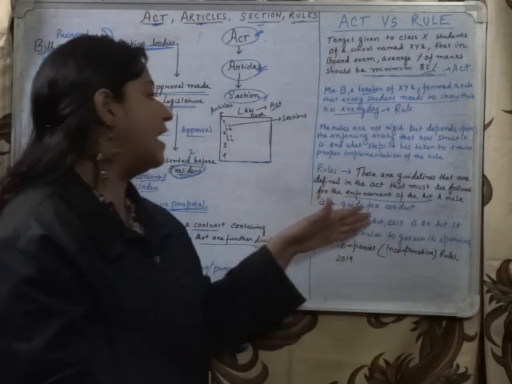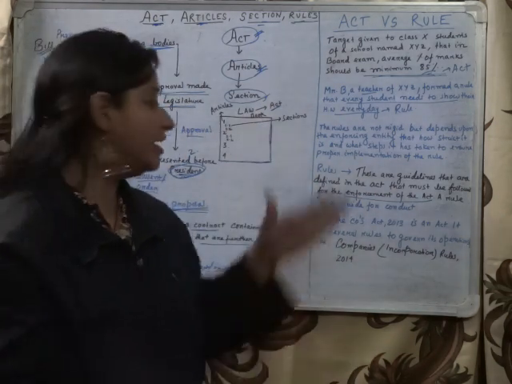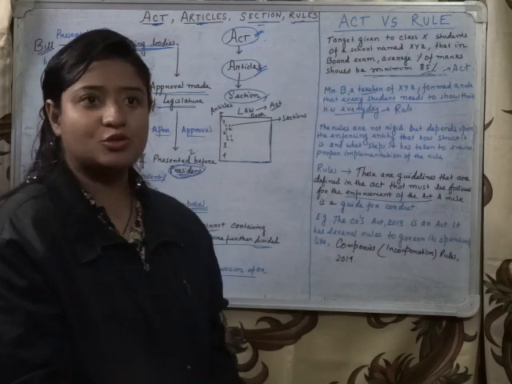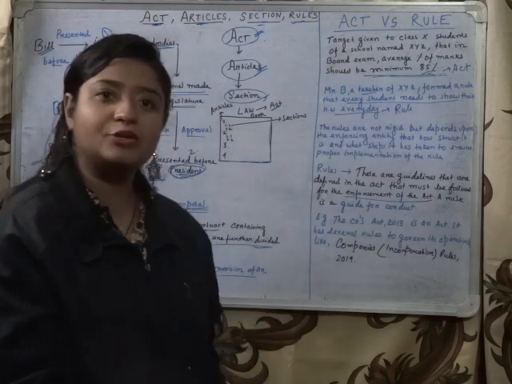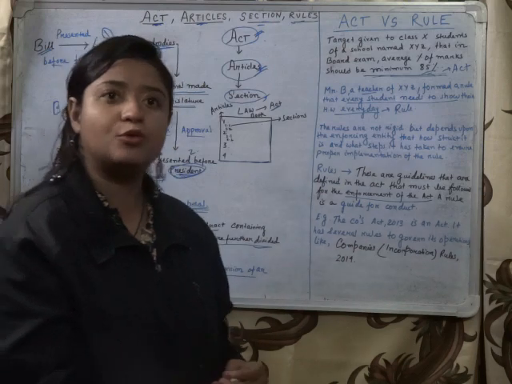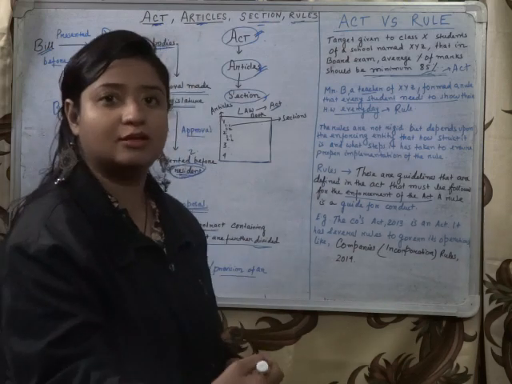A rule is a guide for conduct. Actually, a rule is a guide for conduct. So you have to achieve a particular thing. How will you go about achieving it? That is the rule.